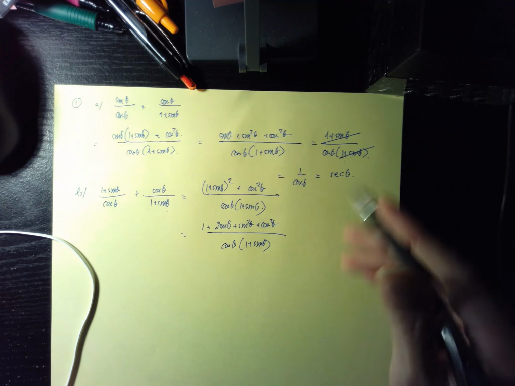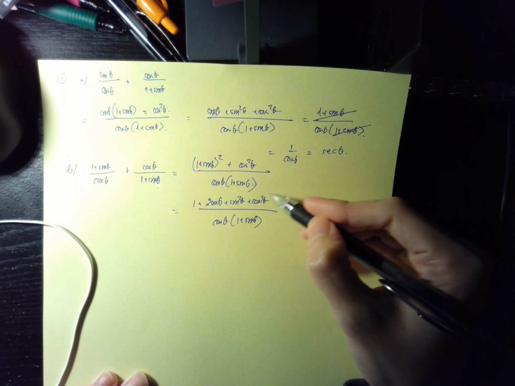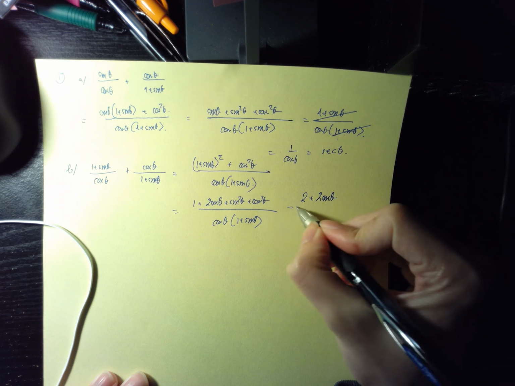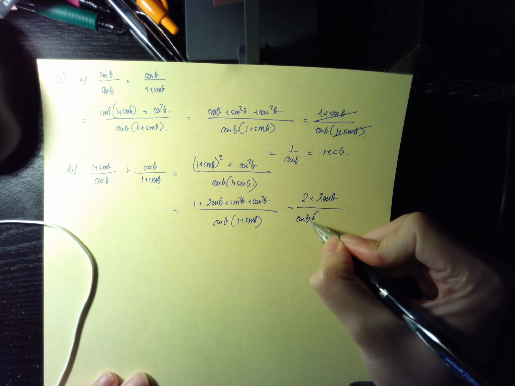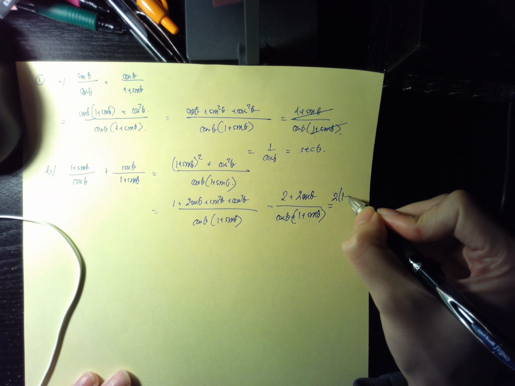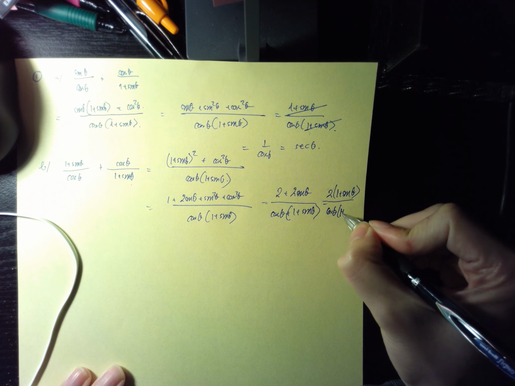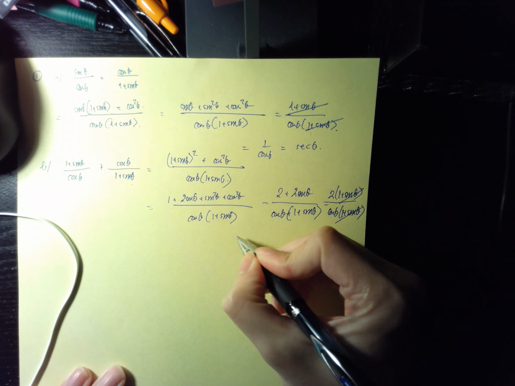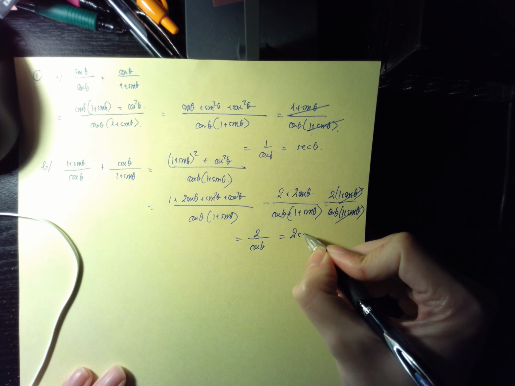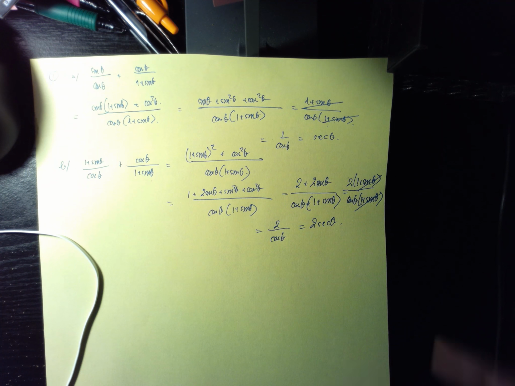You will see that sine squared plus cosine squared gives you 1, and 1 plus 1 is 2. So you have 2 plus 2 sine theta over cosine theta times 1 plus sine theta. You factor the number 2 out, so you have 2 times 1 plus sine theta over cosine theta times 1 plus sine theta. You cancel 1 plus sine theta, so you have 2 over cosine theta. That gives you 2 secant theta. Very easy, guys.